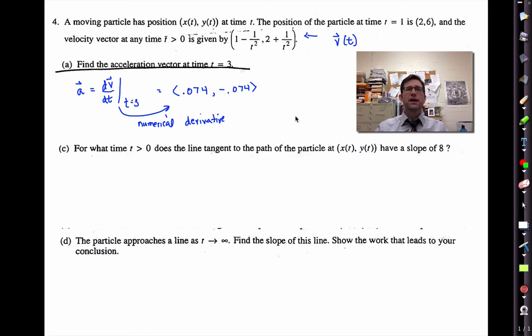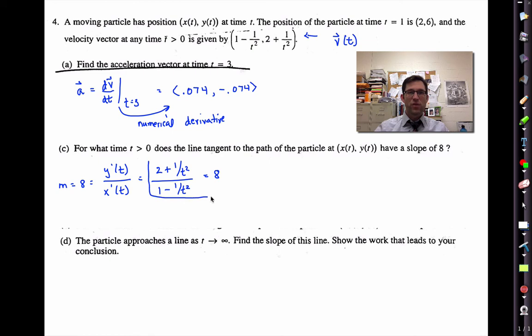You can solve much of this algebraically, but again, we have our calculator, so we could also solve it numerically. They're telling me that the slope is 8. And what I know is that that's y prime of t divided by x prime of t. So that's 2 plus 1 over t squared and 1 minus 1 over t squared. So effectively, I'm solving this equation.